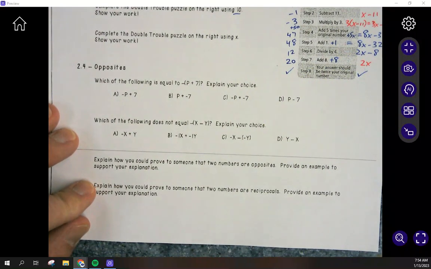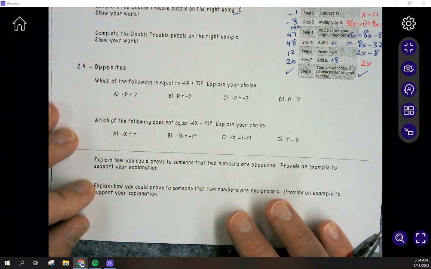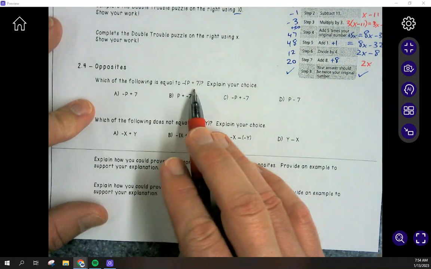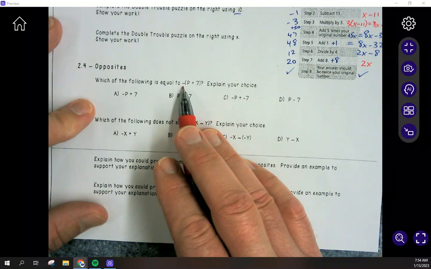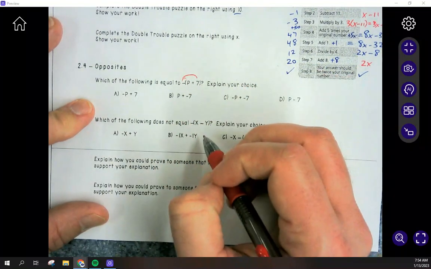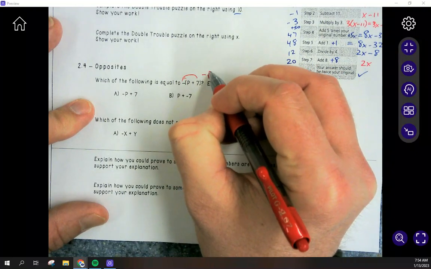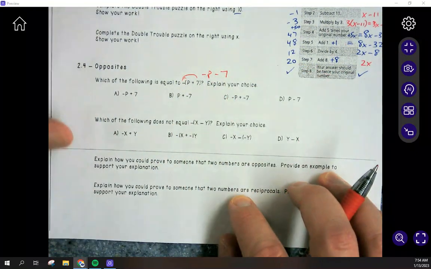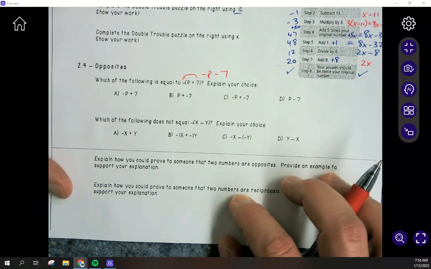Okay, 2.4. So we talked about opposites. Opposites are like 6 and negative 6, 10 and negative 10. They are the same distance from 0. So which of the following is equal to this? So now we started distributing those negative numbers. So this is like multiplying by negative 1. I'm going to get negative p, and I'm going to get negative 7. So which of these is equal to that?